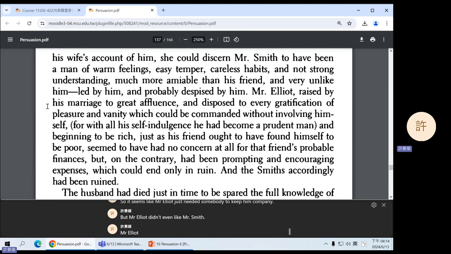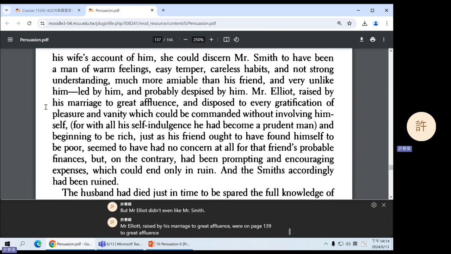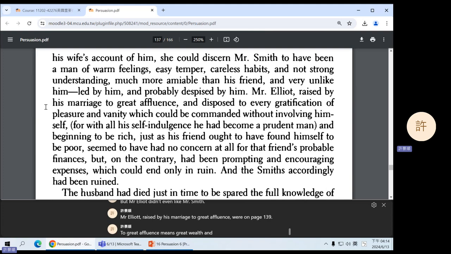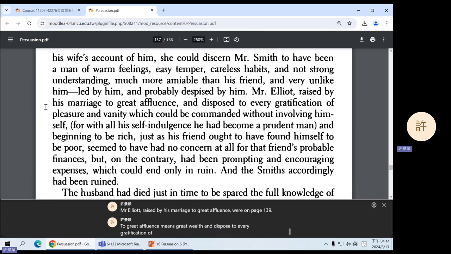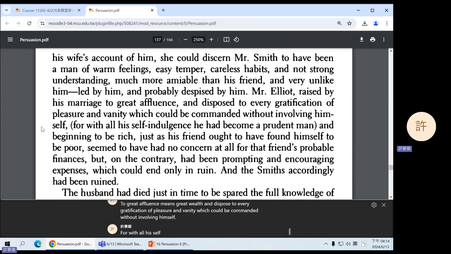Mr. Elliot, raised by his marriage to great affluence, we're on page 139. To great affluence means great wealth, and disposed to every gratification of pleasure and vanity which could be commanded without involving himself. For with all his self-indulgence, he had become a prudent man. So Mr. Elliot, filthy rich, he's still wary, still careful enough to keep himself clean. So he's using Mr. Smith to do his dirty work.